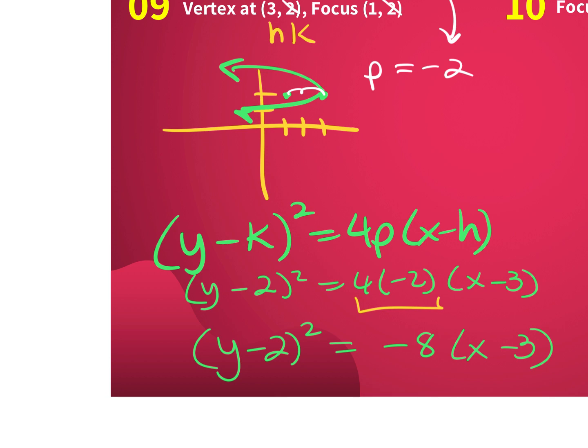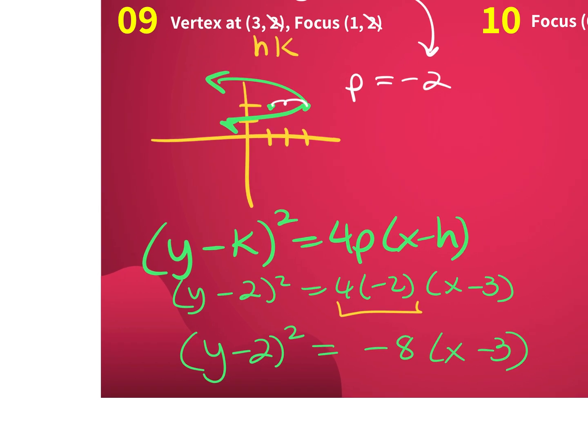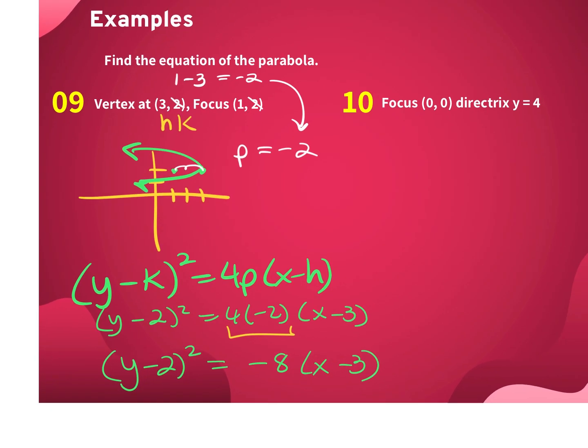And we have one more. Now, be very careful. Notice this one. The focus is 0, 0. This is not the vertex. Okay, so let's go ahead and graph this. My focus now is 0, 0, and then my directrix is y equals 4. So 1, 2, 3, 4.